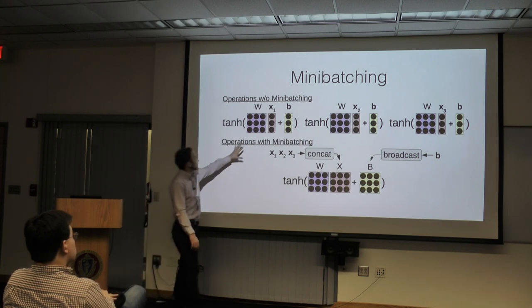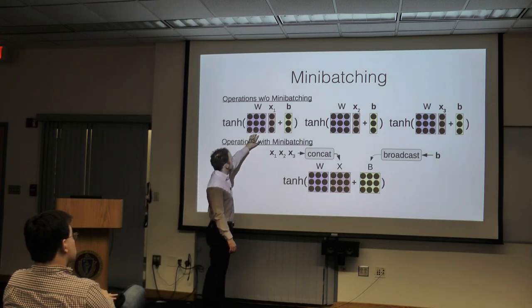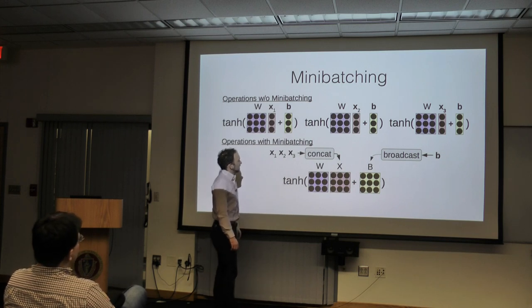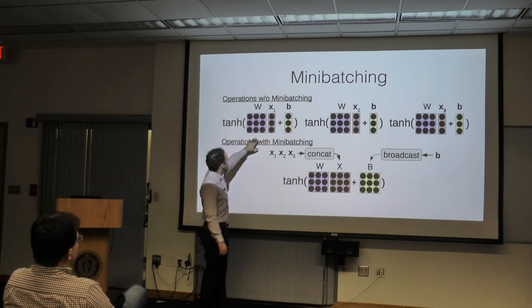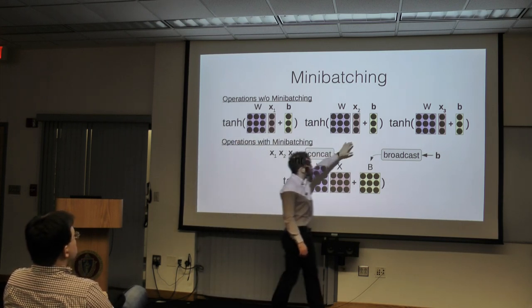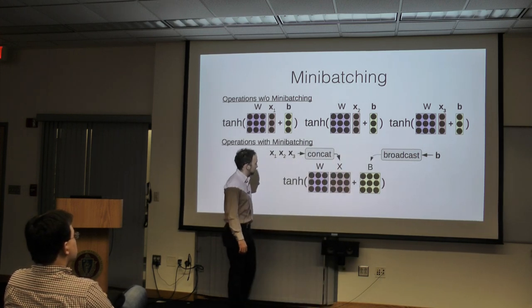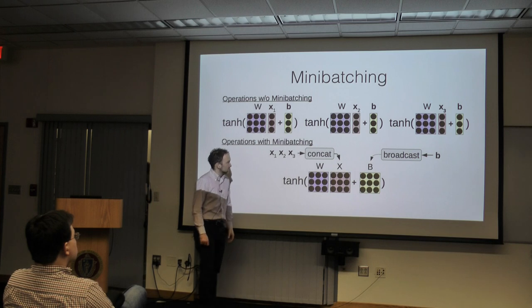An example here is a standard neural network layer, a tanh of a weight matrix times data plus a bias vector. And instead of doing this three times, we concatenate all of these data vectors together into one matrix, and then we multiply it by this weight matrix.